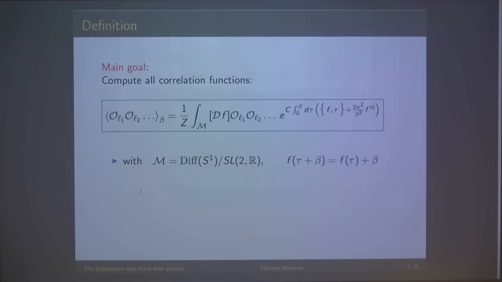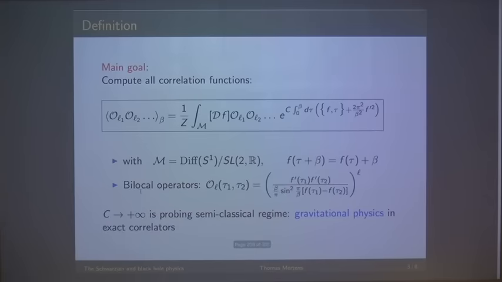So the main goal of my talk is to compute all correlation functions of this theory. So I take this Schwarzian derivative action here and I put it in this path integral. I'm path integrating over all time reparameterizations of the thermal circle. So my integration space is Diff S1 mod SL2R. And the operator insertions that I have, well, it turns out that the most natural ones are bilocal operators, so they depend on two times, and they are of this form.